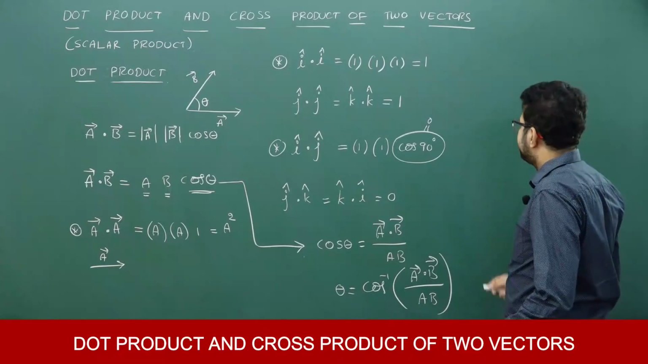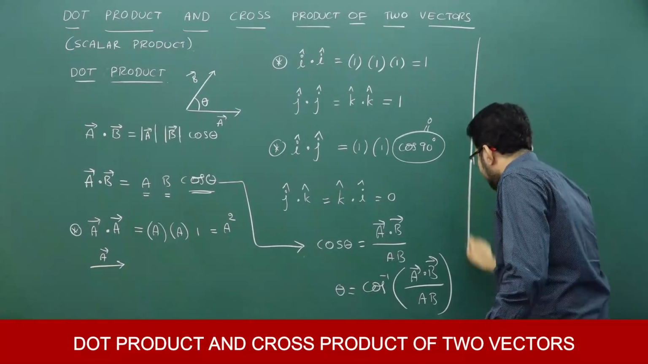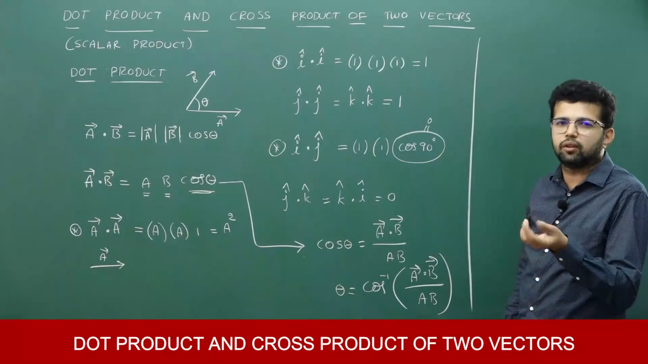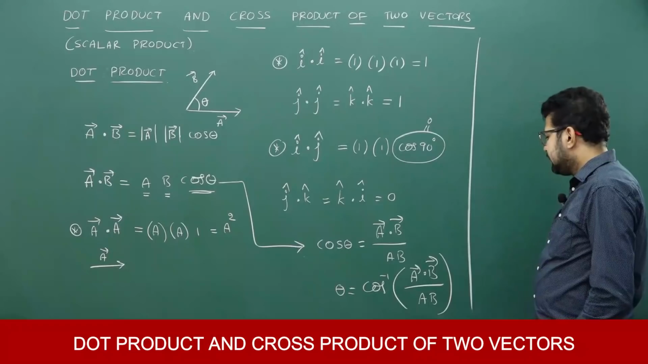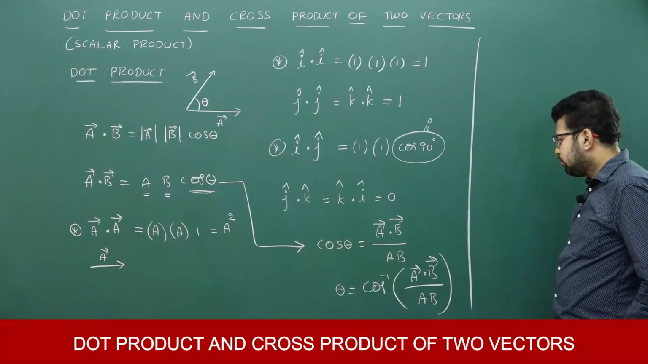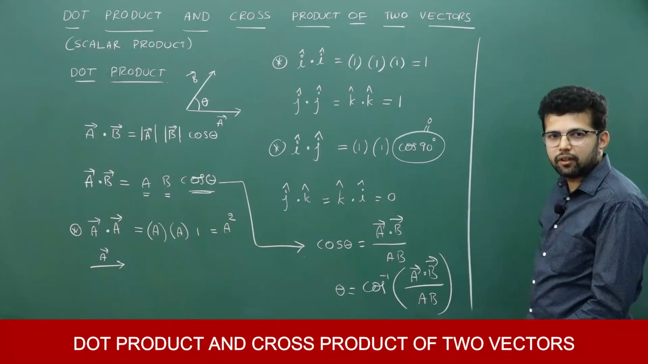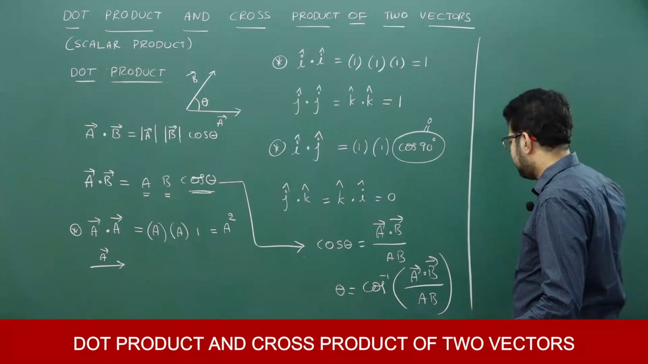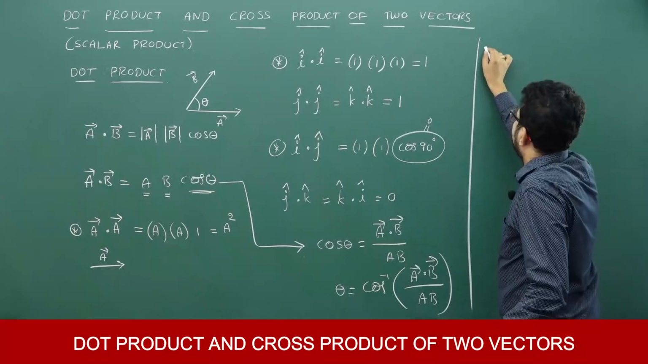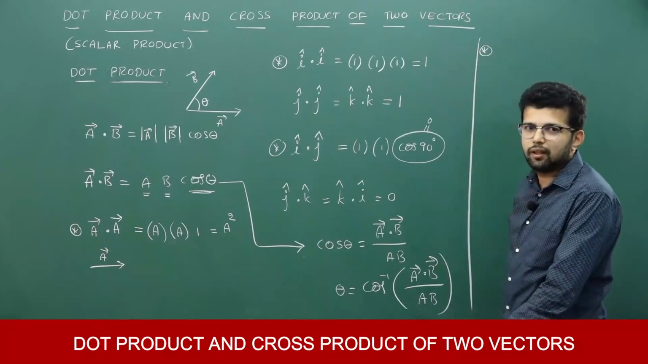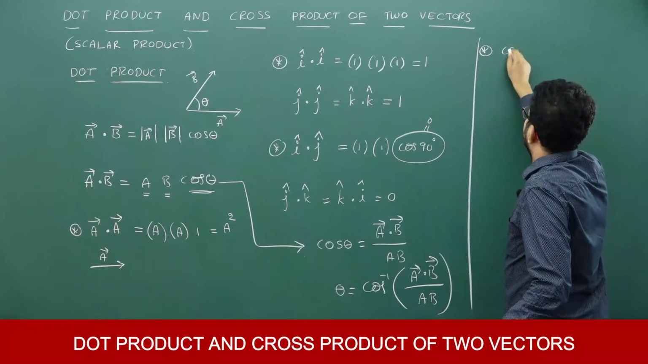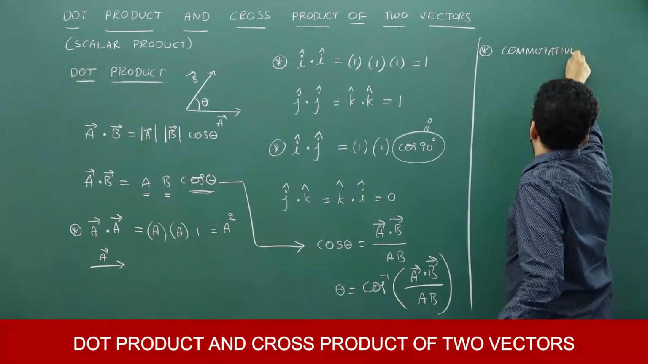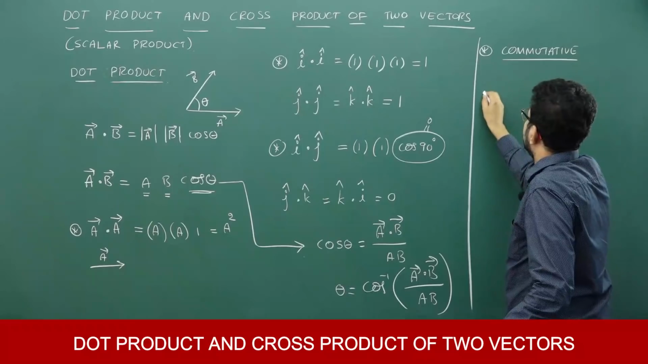Now, what we will do? There are some properties of scalar product. I will give one or two properties. Then we will discuss the properties of scalar and vector products in the next session. Some of the properties are: scalar product is commutative. Commutative means what? Commutative property. What does it mean?